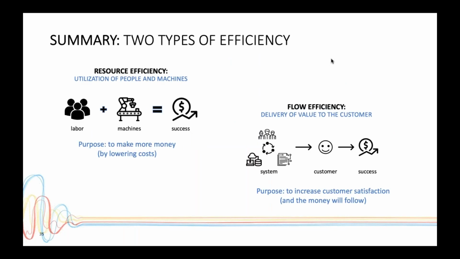So these are the two things that I talk about in the book and what I've been talking about today. Basically, on the one hand, you have resource efficiency, which is keeping your people and machines very busy for the purposes of lowering costs and driving profitability, where on the other hand, you have flow efficiency, which is delivery of value to the customer. So it's a customer first approach. And the idea is that if we satisfy customers, profitability will follow.